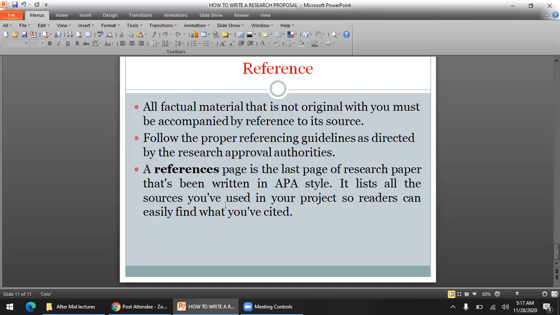It lists all the sources you have used in your project, so the reader can easily find what you have cited. So, whatever we have cited in our research area, we give reference to that, whether it is a book, journal, article, online source, or anonymous author, whatever, but we give proper reference style to that, and according to it.